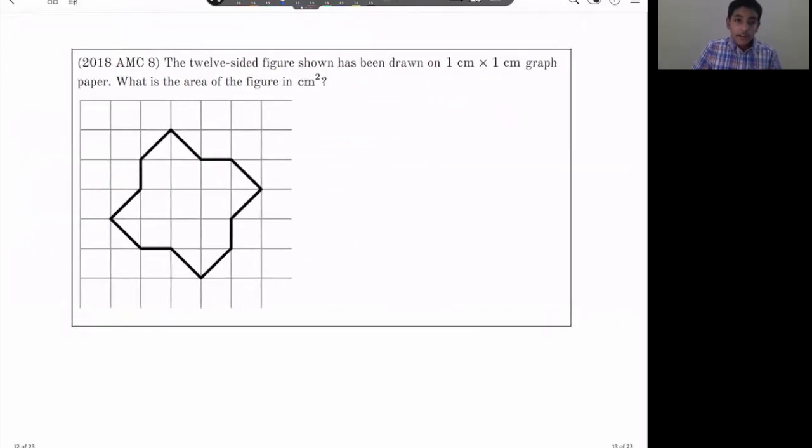So now we're going to demonstrate a strategy called breaking up area. So we have some complicated area. You break it up into areas you know how to deal with. And at the end of this class, we'll see a slightly harder example that uses the same exact technique. So this 12-sided figure has been drawn on 1 cm by 1 cm graph paper. What is the area of the figure in cm squared? So how can we do this? Let's try to break it up into some areas we know how to solve. We know how to deal with it.